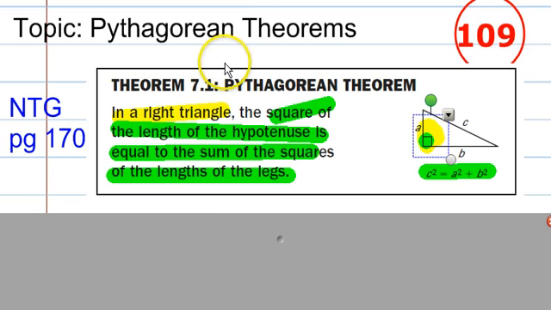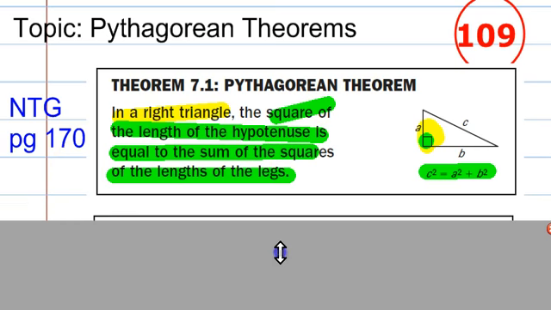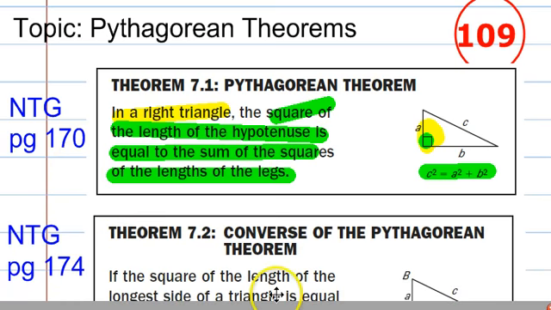So today we're going to take a look at the converse of this statement. And if you remember, the converse of a conditional statement is when you switch the hypothesis with the conclusion. So even though in the original Pythagorean theorem the hypothesis was if you have a right triangle, and the conclusion is the square of the length of the hypotenuse is equal to the sum of the squares of the lengths of the legs, we're going to switch it up for the converse of the Pythagorean theorem.